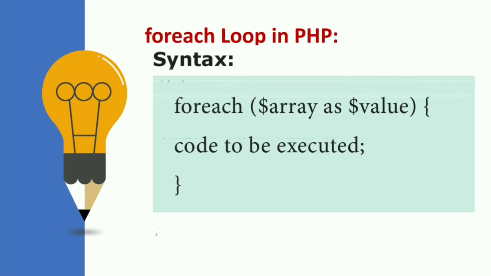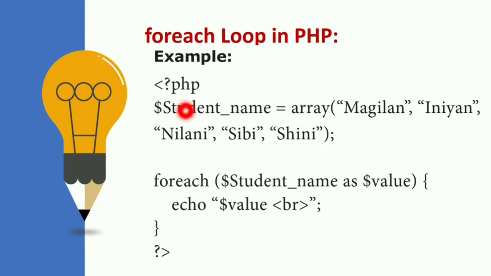Now look at the program. The program starts with the open PHP tag, and here we have the array name, $student_name. Student_name is the variable name, that is, the array name, and it is equal to array of how many elements? Total 5 elements. 5 different students' names are given here, and each name is separated by a comma. And all these names are stored in the memory space student_name.